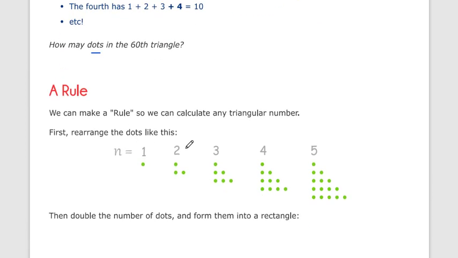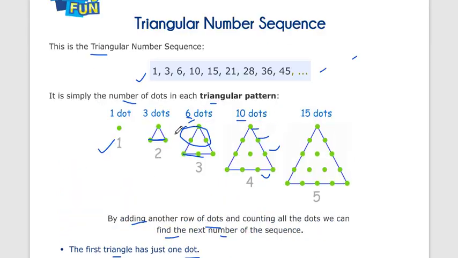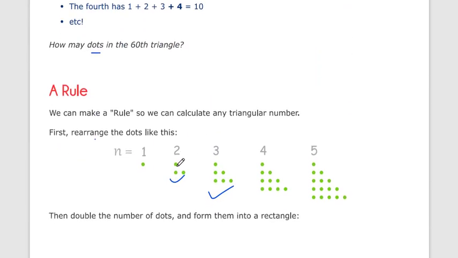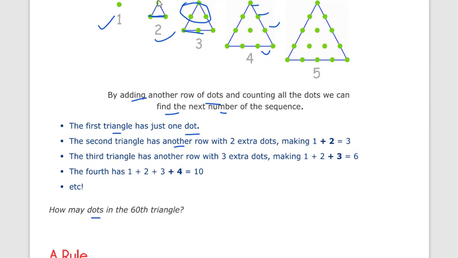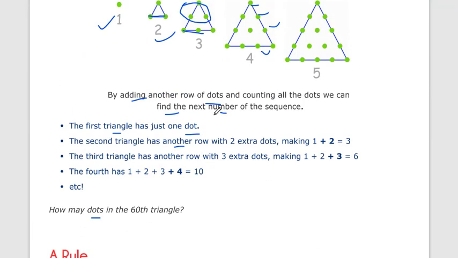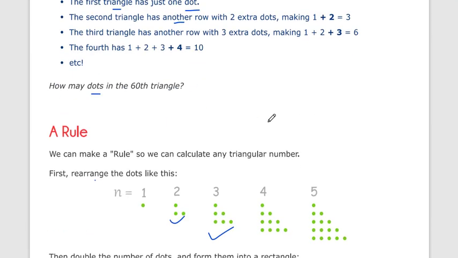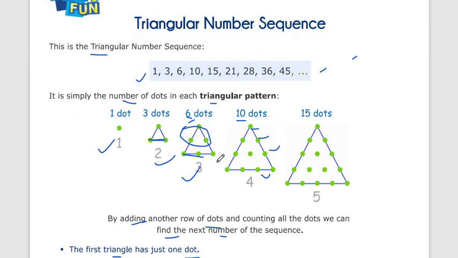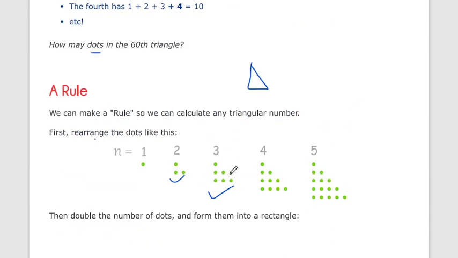Here, first we have to rearrange the dots like this. They have rearranged them in triangle form. This is a triangle form, but we have to convert this triangle into a right angle triangle. The number of dots will remain the same, but we convert it into a right angle triangle.